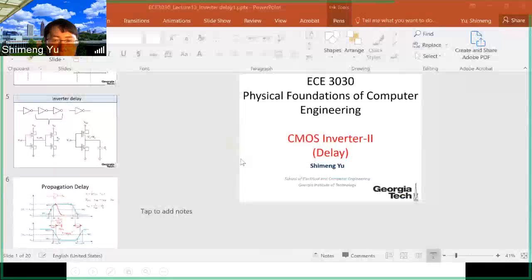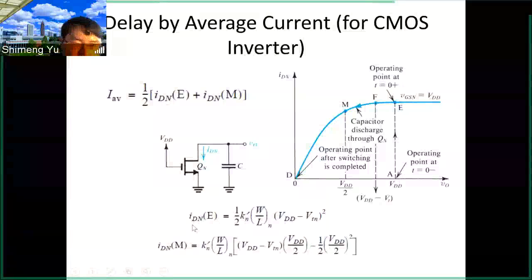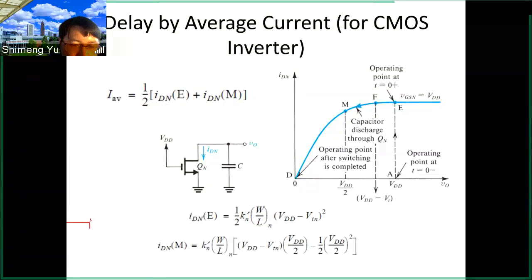Okay, so let's do that. As we just discussed, initially we have the saturation current of this NMOS transistor, and you know the saturation current is half Kn prime, which is like mu n Cox, W over L n, VDD minus VTN squared.